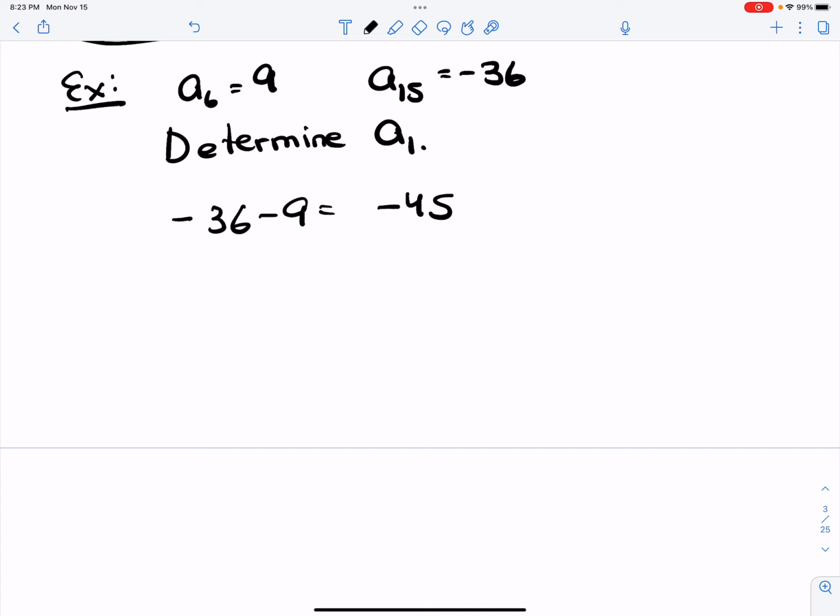That common difference would have to be applied 9 times, because you'd have to go from 6 to 7, 7 to 8, 8 to 9, 9 to 10, 10 to 11, 11 to 12, 12 to 13, 13 to 14, 14 to 15. Or you could say 15 minus 6 is 9. So you do negative 45 divided by 9, you get negative 5. There's your common difference.